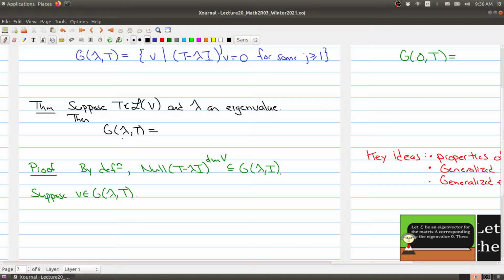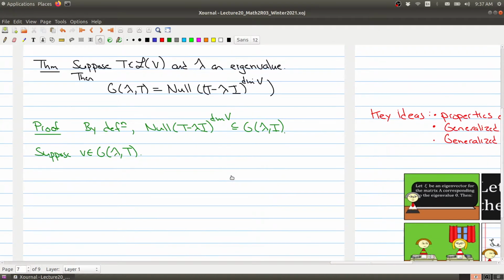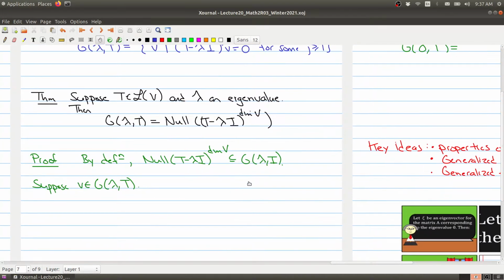So the generalized eigenspace of the eigenvalue lambda is the null space of the operator (T minus lambda I) raised to the dimension of V. Right? So this is great because over here you can compute this. You're only looking at the null space of one particular operator. And when you do that, then you get your whole generalized eigenspace. And let me give you a proof why this is true.